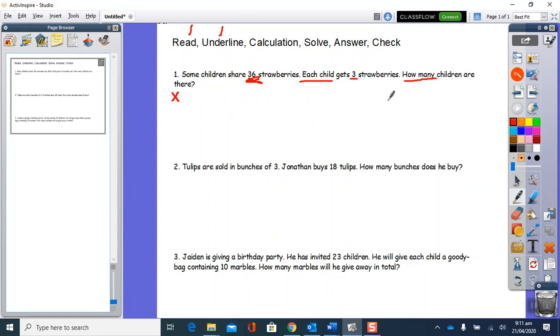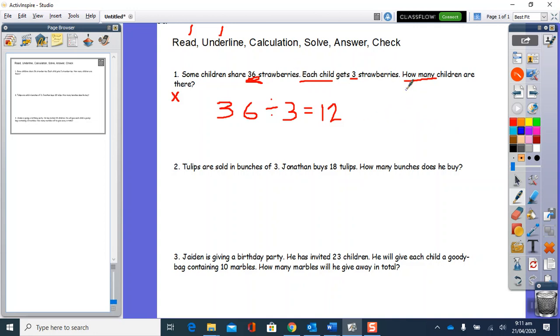Now I'm not going to do bus stop division. I'm going to do it in my head, because look, 36 divided by 3. I know my 3 times table. I know that that is 12. So 36 divided by 3 equals 12. Okay. So I've done my solving, I've done my answer, and now I'm going to check. I'm going to check quickly using an array this time.